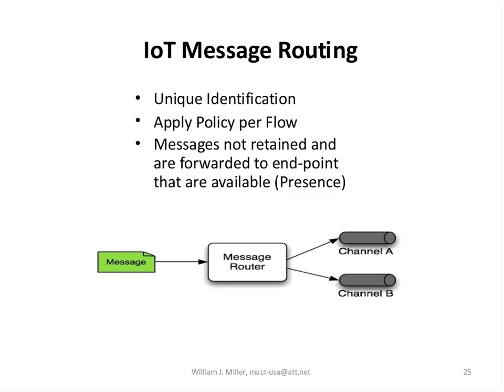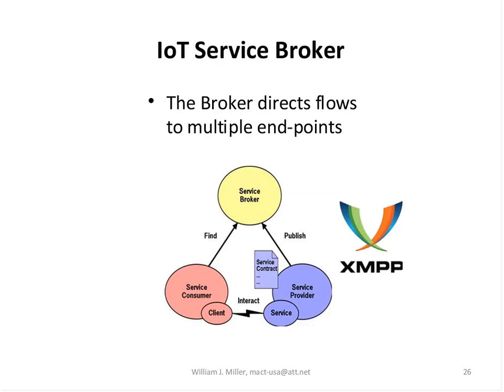They're basically routed to the endpoint. Probably one of the most important elements that we haven't seen is that idea of presence, such that we can know that the end device is actually available and online, so that we can access that information. Next slide. And of course, the key element in the middle is just called the service broker, and it's responsible for directing the flows between the multiple endpoints.